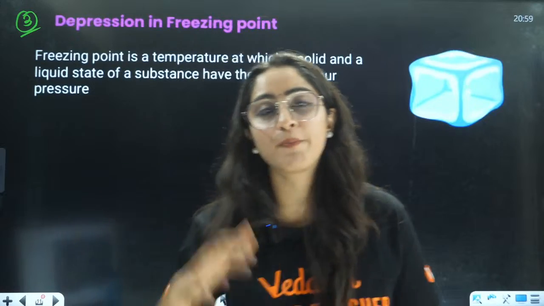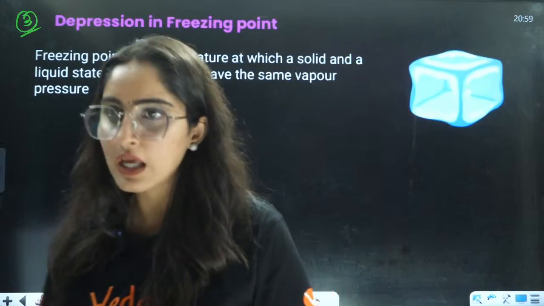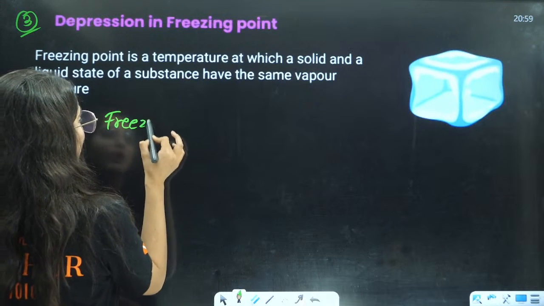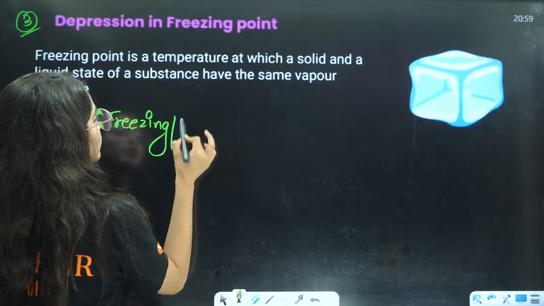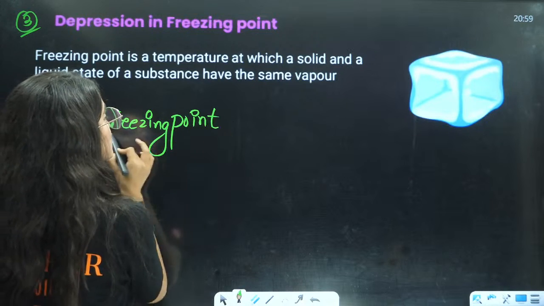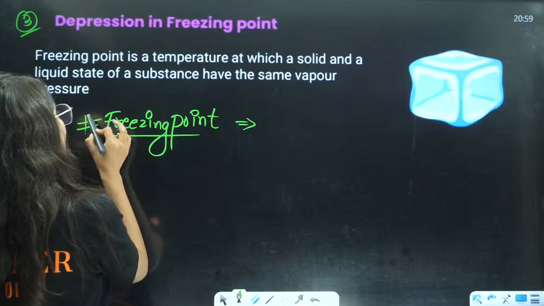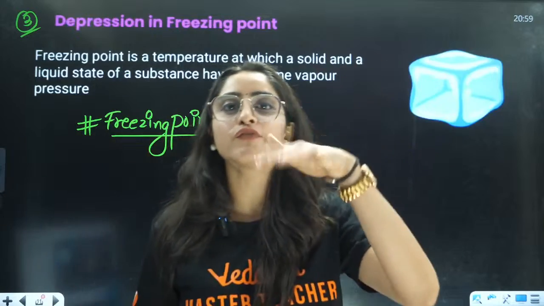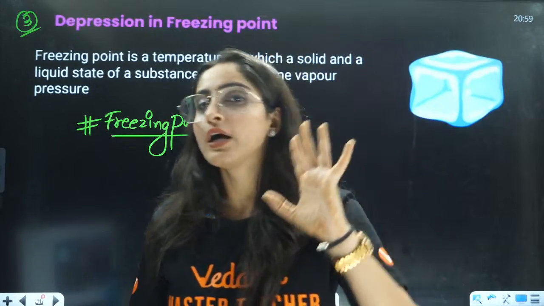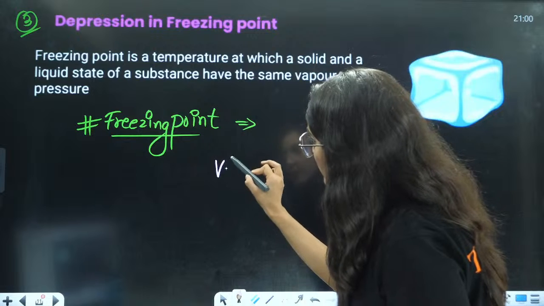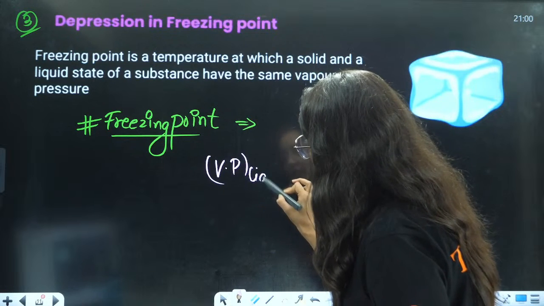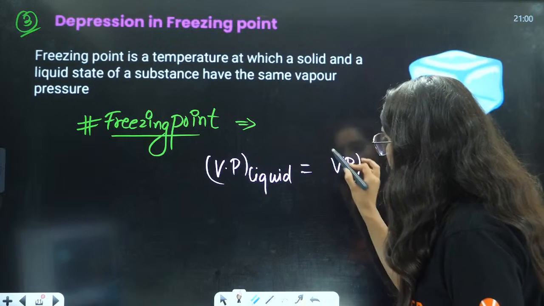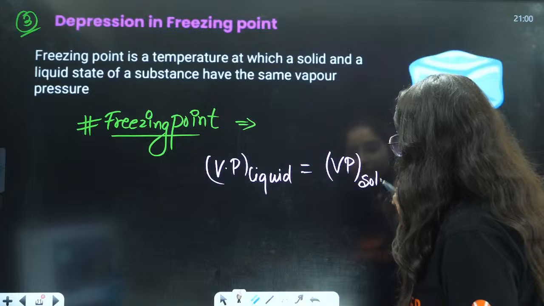For depression in freezing point, you have to understand what exactly freezing point is. What is freezing point? Then only you will be able to understand why there is depression in freezing point, why there is no elevation in freezing point, right? Basically, freezing point means the vapor pressure of that liquid should be equal to the vapor pressure of that substance in solid state.